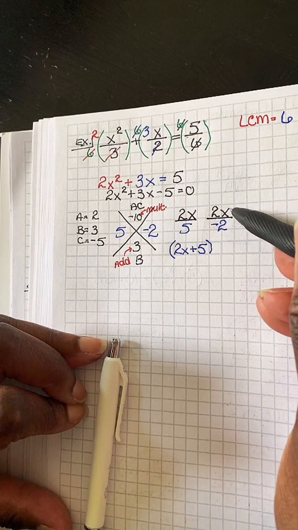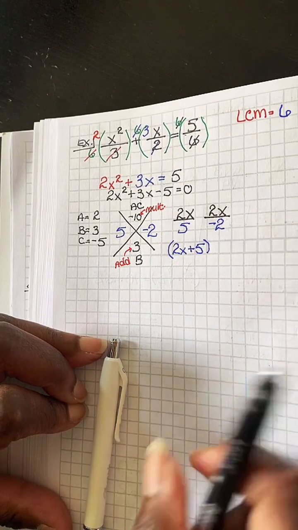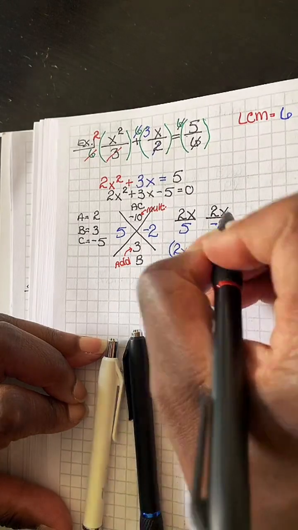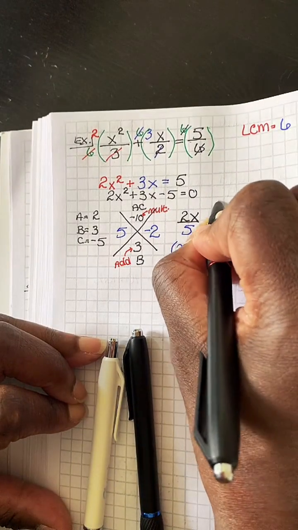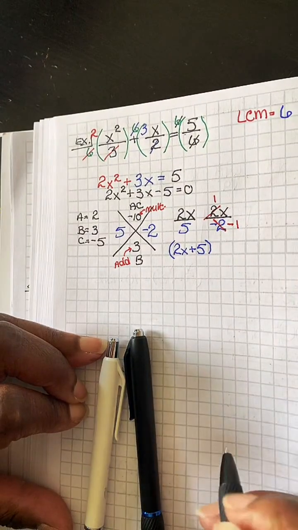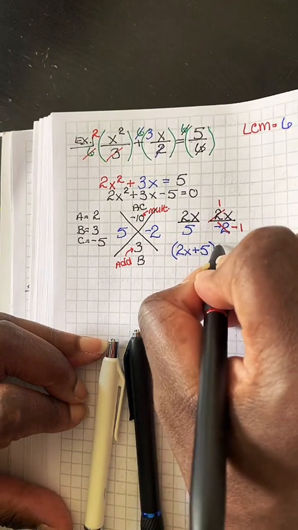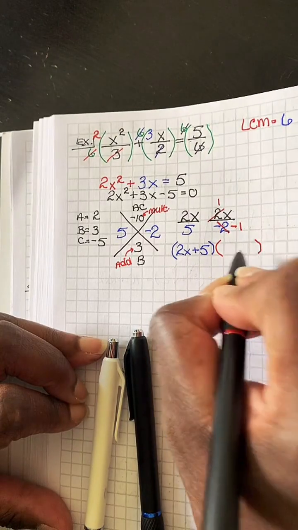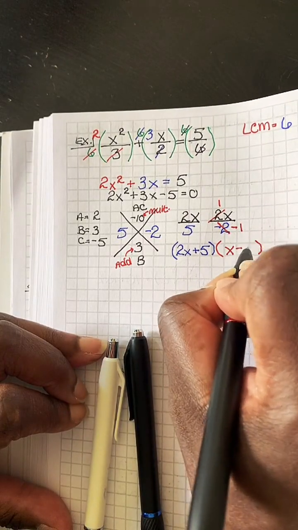Now I'm looking at my second fraction. Hey, that can be reduced. If I reduce it by 2, that means this is a 1, and this is now a -1. And that's going to represent my second parenthesis, which is x minus 1.